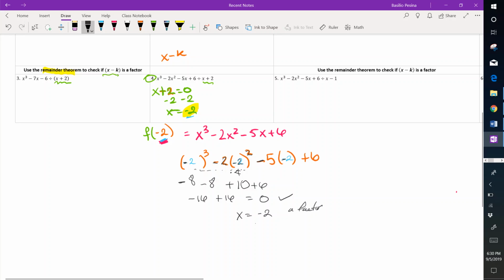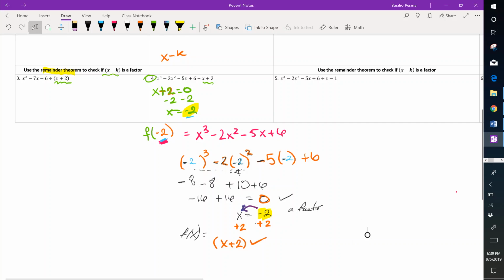I can rewrite this as a linear factor of the function, but all I have to do is get this negative 2 and move it to the same side over here as the x. So all I have to do is a little bit of algebra, add 2, add 2. It gives me x plus 2 as one of the factors. This works because the remainder is 0.